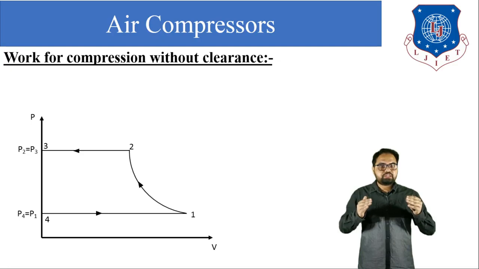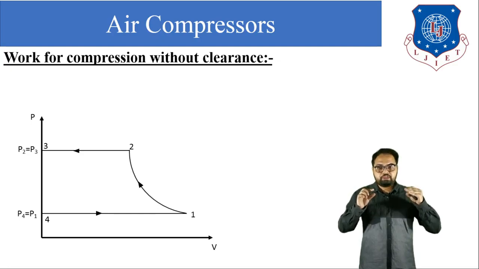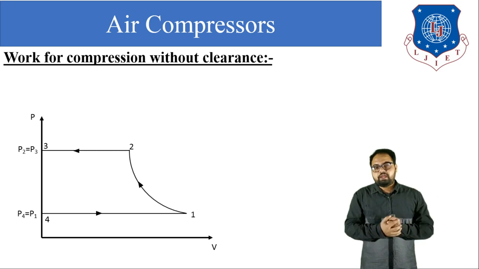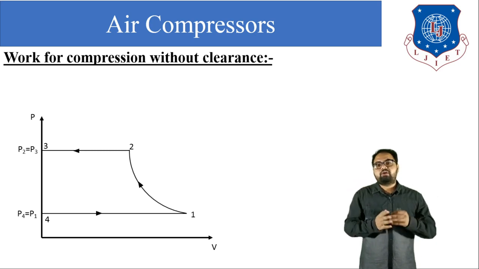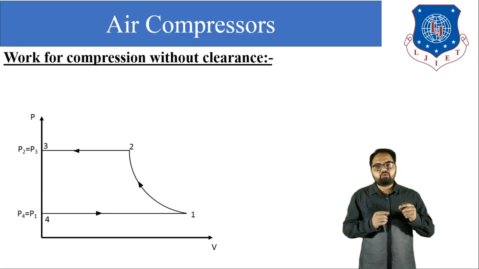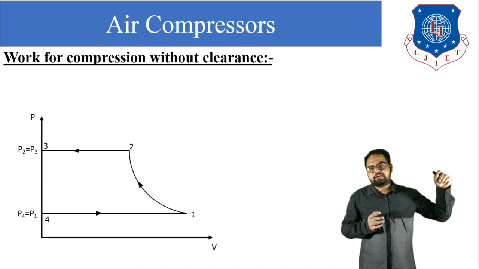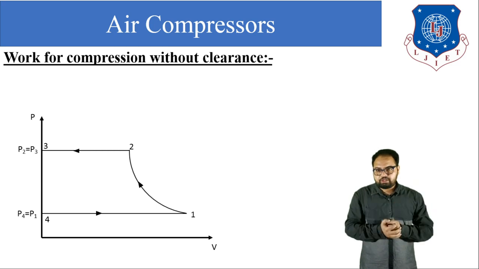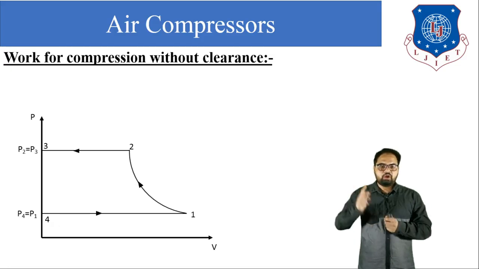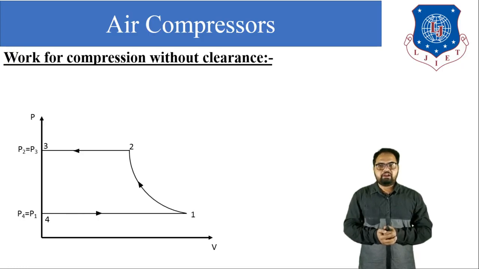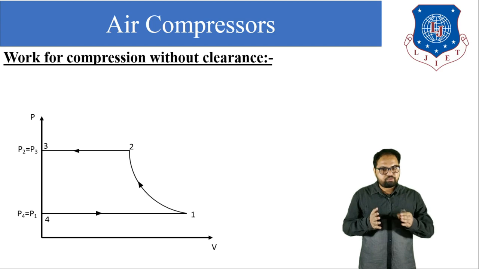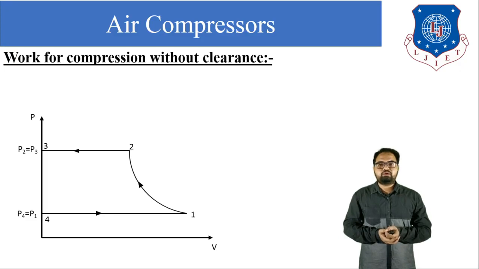After that, when the pressure inside the cylinder becomes equal to or more than the receiver's pressure, the spring-loaded outlet valve opens, and the compressed air enters the receiver where we need to store it. This process takes place at constant pressure. This line is represented by 2 to 3 on the PV diagram. Okay. And after that, the cycle repeats from 4 to 1, 1 to 2 and 2 to 3. This is the work of compression without clearance.